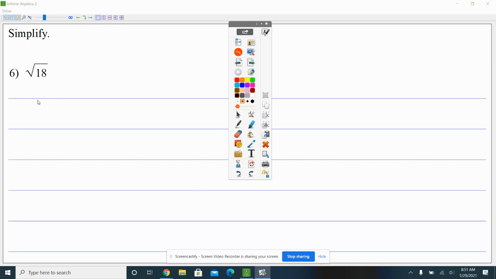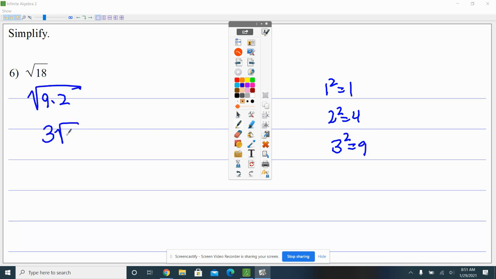Okay, sorry. Square root of 18. So now we're back to the square list instead of the cube list. So that's 1 squared is 1, 2 squared is 4. So make sure you're using the right list when you simplify. That will be 9 times 2, which is 3 square root of 2.